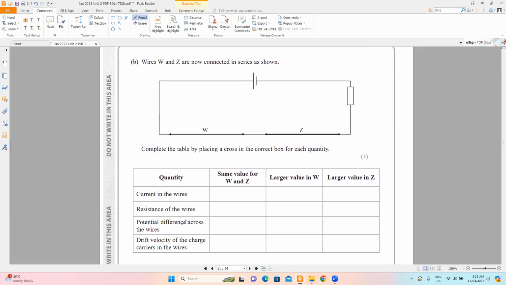For B, wires W and Z are now connected in series. Complete the table by placing a cross in the correct box for each quantity. So we all know that current remains constant in a series circuit. So if they are connected in series, it means the same current flows through both W and Z. So current is the same for both the wires.